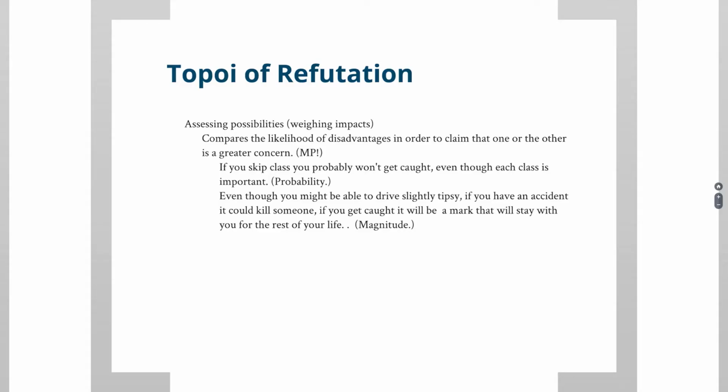Another tactic of refutation is to assess the possibilities, to try and weigh the impacts, to say that one impact is more significant or greater than the other. This can happen by comparing the magnitude. In other words, one problem is larger than the other. You can do it through assessing the time frame. One problem is going to happen before another, or you could do it assessing probability. One is more likely to happen than the other. These are all options that can be used in the topoi of refutation.